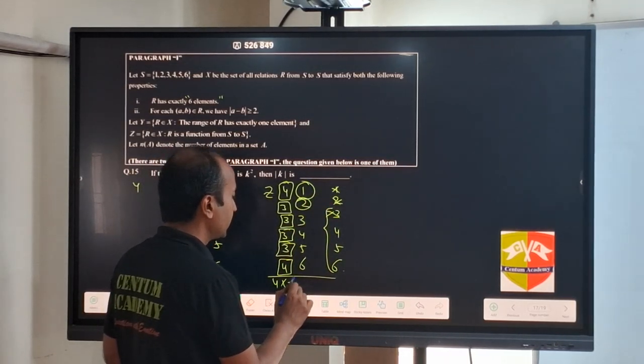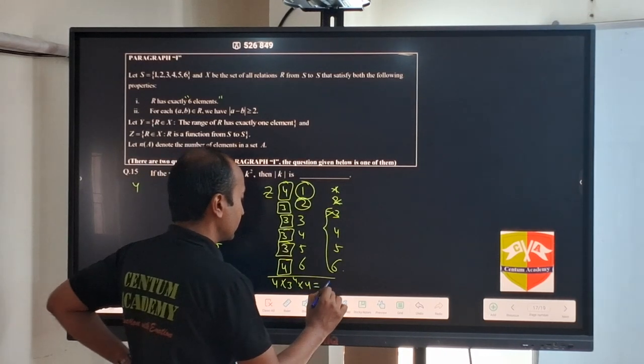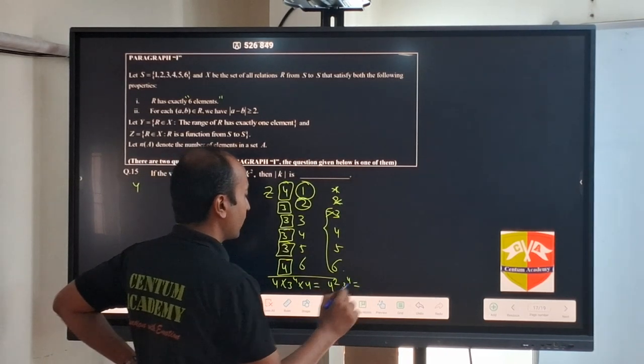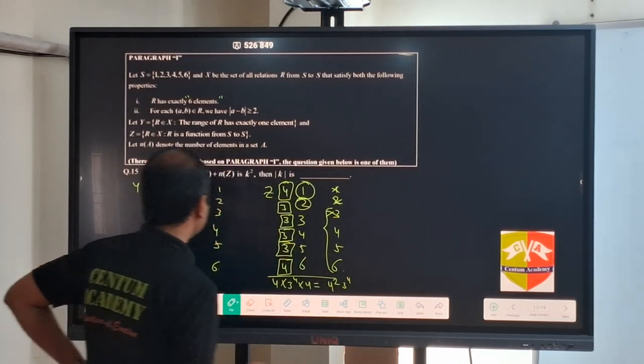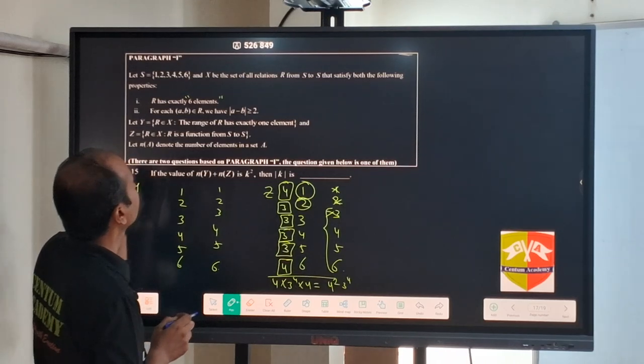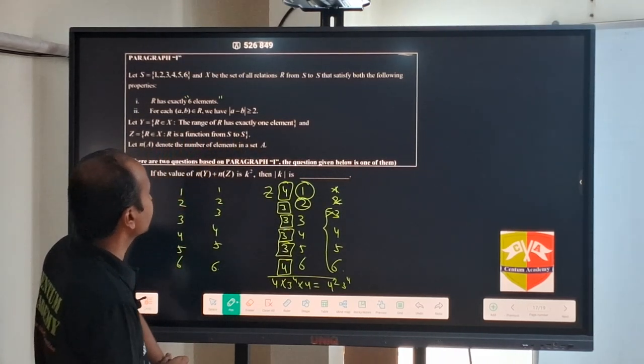This is 4 into 3 power 4 into another 4. So this is 4 square into 3 raised to the power of 4. Alright, let me keep it as it is. Let us not calculate this number. As far as this is concerned, that the range of R has exactly one element.